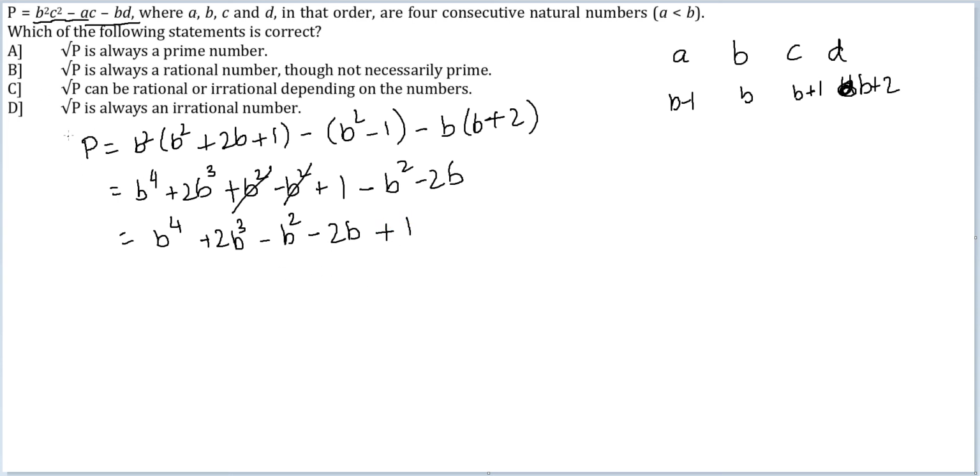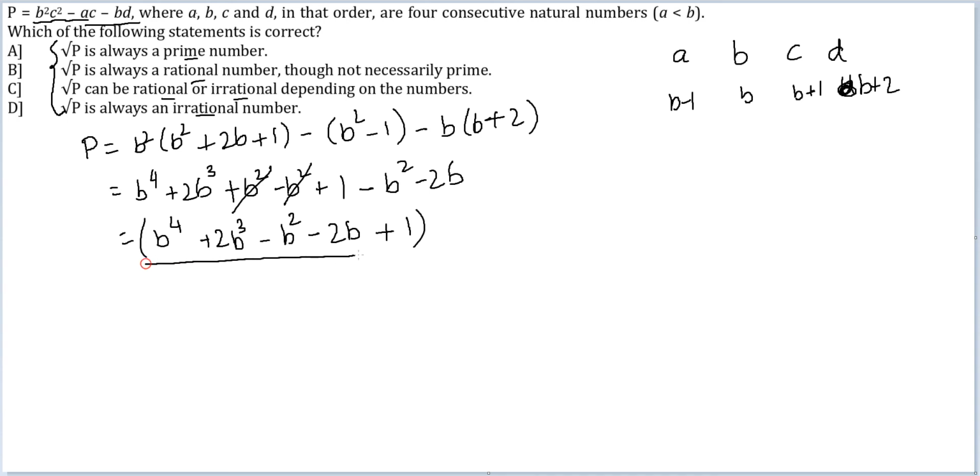Now see, this is the expression for P, but all the options talk of root P. So this is not the case that we should be concerned with. We should be looking at the square root of this. Now the options talk of root P being a prime number or a rational number or an irrational number. If I get the square root of this as a normal expression, nothing under root, then I can say it is a rational number. Whether it is prime or not, I'll check. But let me try to get the square root of this expression.